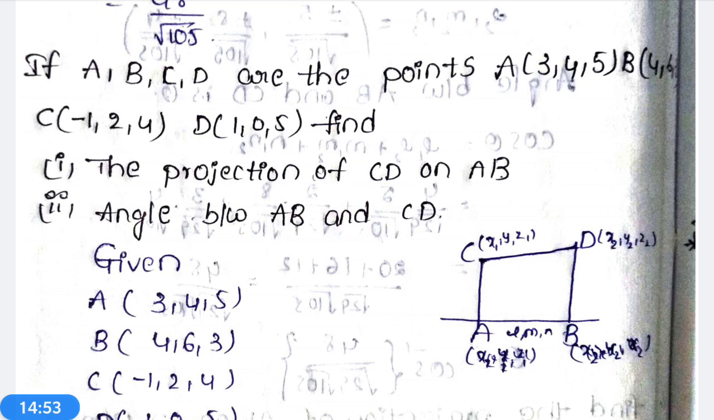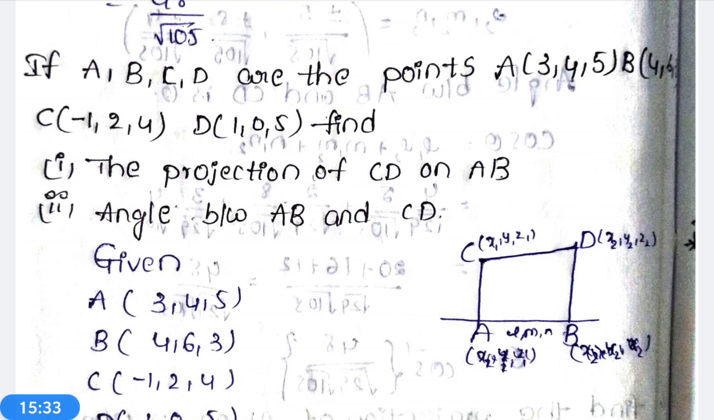That's why we need to find DCs of AB through DRs of AB. So DRs of AB are 4 minus 3, 6 minus 4, 3 minus 5, equal to A, B, C: 1, 2, minus 2. DCs of AB, L, M, N is equal to plus or minus 1 by root 1 square plus 2 square plus 2 square. That is 9, that is 3. Plus or minus 1 by 3, plus or minus 2 by 3, plus or minus 2 by 3.